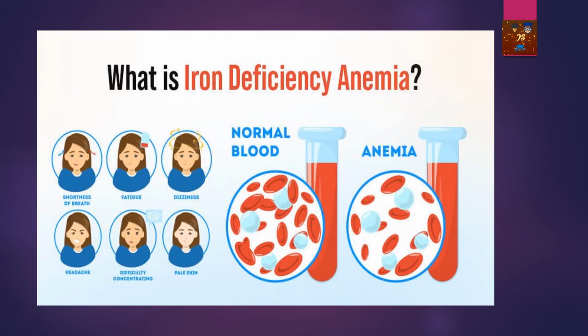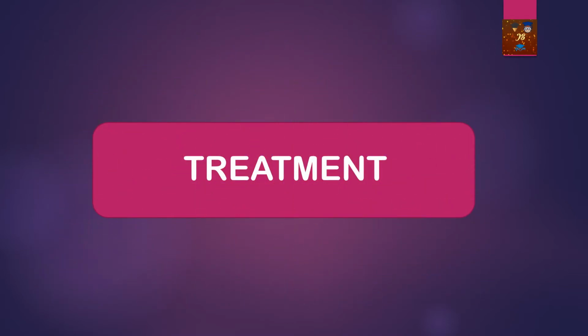So, what is iron deficiency anemia? If we have a look, this is the normal blood picture and this is the anemic one. And these are the symptoms of iron deficiency anemia: shortness of breath, then fatigue, then dizziness, then headache, then difficulty in concentrating on different work, and then pale skin. All this we have covered in our previous two videos. Now let's discuss the treatment, which is the main motto of this video.